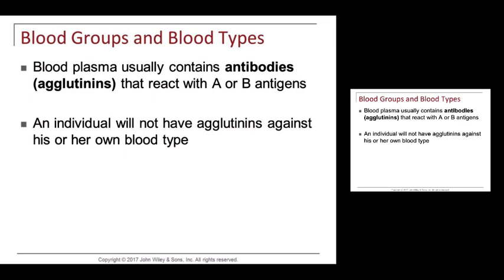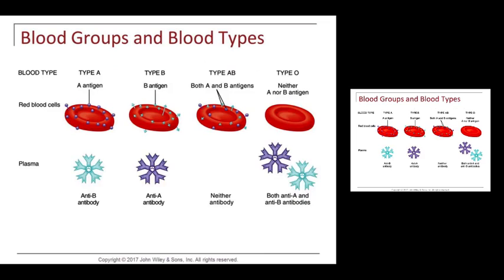So if there's any other invasion of blood that enters my body, it will produce antibodies to attack that other type of blood and destroy it. Okay? An individual will not have agglutinins against his or her own blood type, and that would be self-destructive. So you can see that a type A blood, on the top left, is going to have a type A antigen on it. So that means that in my plasma, I'm going to have an anti-B antibody, so that if I'm accidentally given a blood type B, my body will produce antibodies against it. I don't want it creating antibodies against my own type.